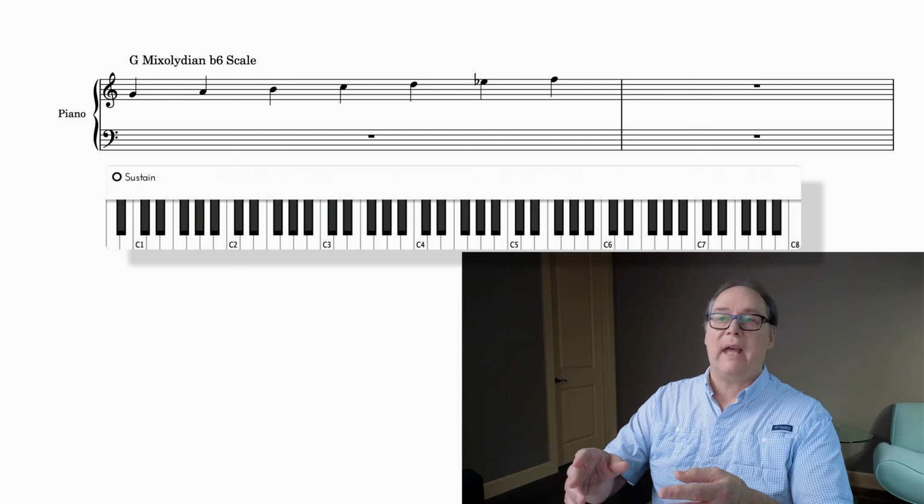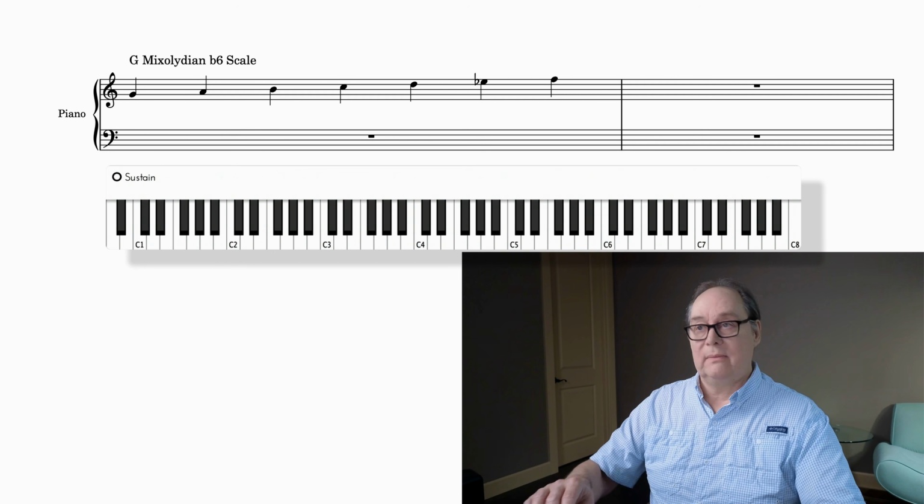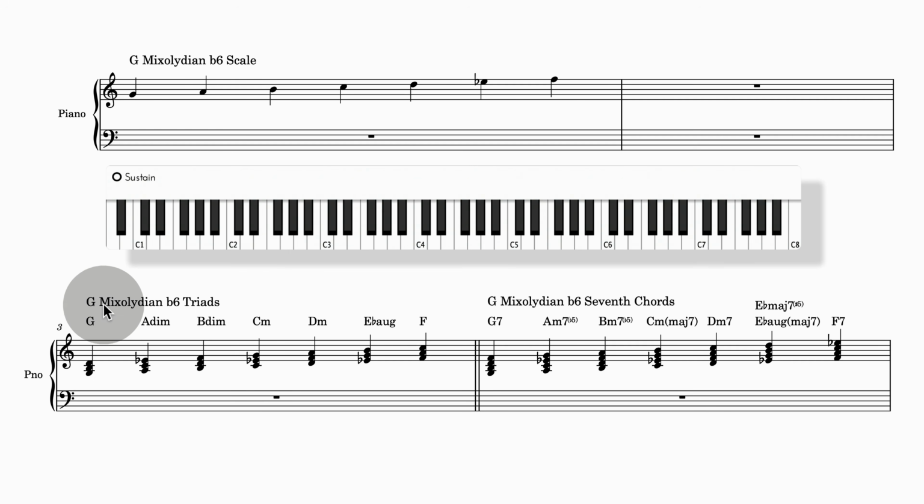Let's look at the chords that we can build with this scale. Here are our G Mixolydian flat 6 triads and 7th chords. Let's listen to these triads first. For the 1 chord, we have a G major triad, that kind of brighter sound and very stable. For our 2 chord, we have this very beautiful A diminished chord. For our 3 chord, we have another diminished chord, our B diminished chord. And then for the 4 chord, we have a minor chord, C minor.